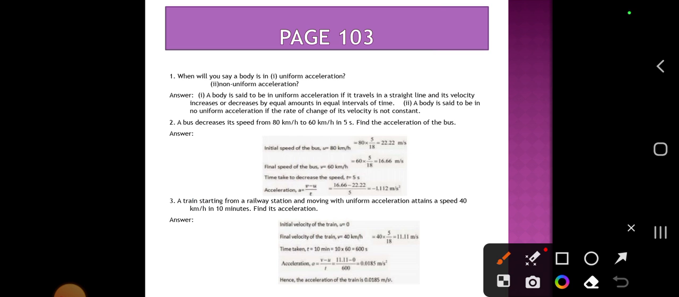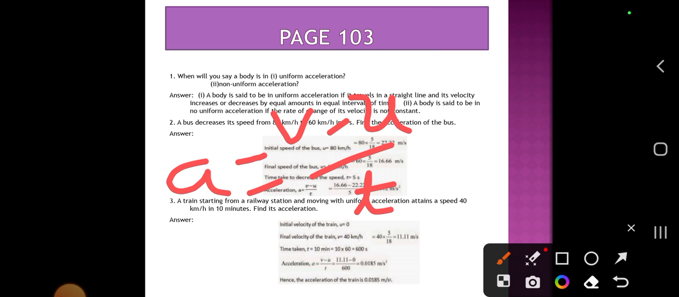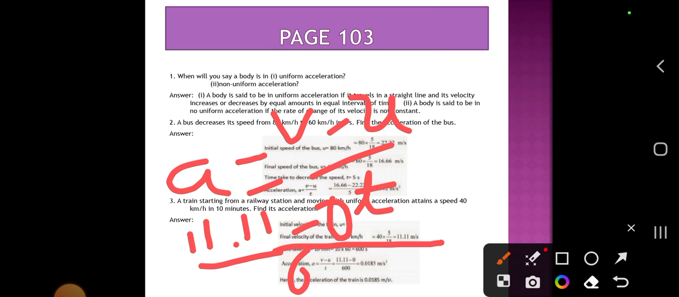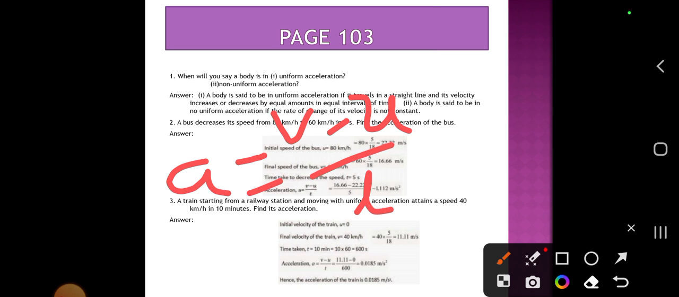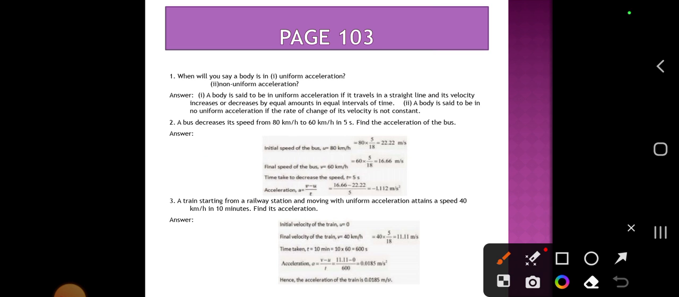So the acceleration a is equal to v minus u upon t. v is the final velocity, which we have as 11.11, minus the initial, that is the starting, which is 0, divided by t, that is 600. Calculating this, you will get your answer, that is 0.0185 meter per second squared.